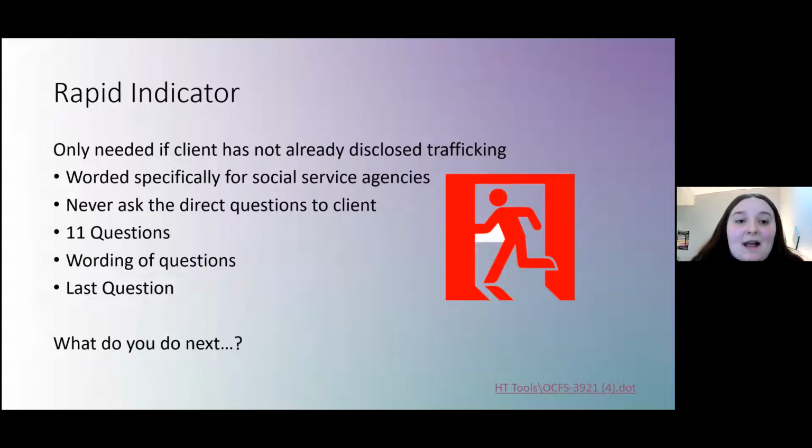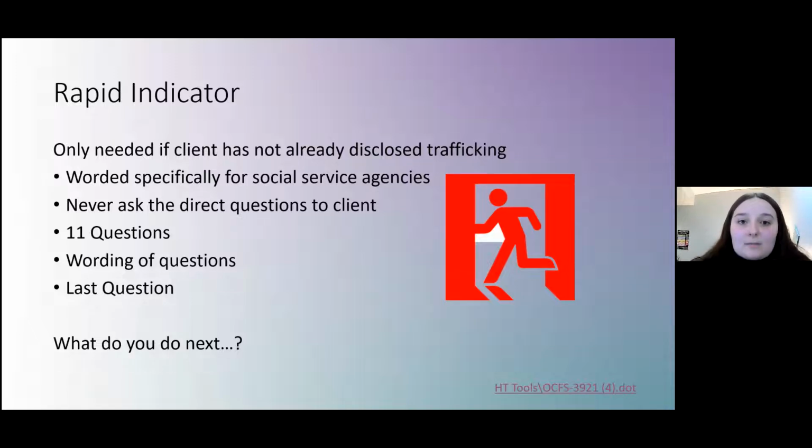All right, so the rapid indicator tool. The rapid indicator tool should only be used if the client has not already disclosed trafficking. And it is important that you're never asking the client these questions directly. These questions should be answered specifically on your knowledge of the client. If the client or the child has already disclosed sex trafficking, this tool does not need to be completed. The comprehensive screening tool should be completed instead, and we'll discuss that.